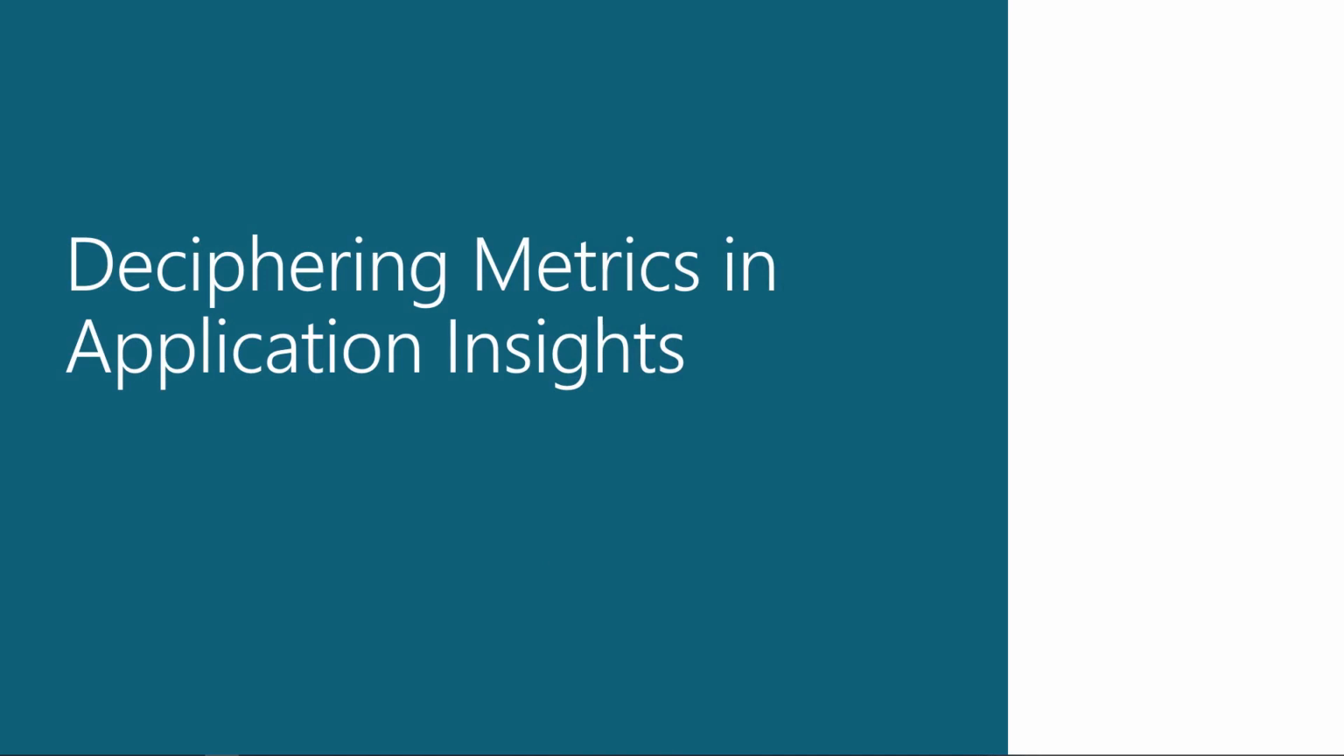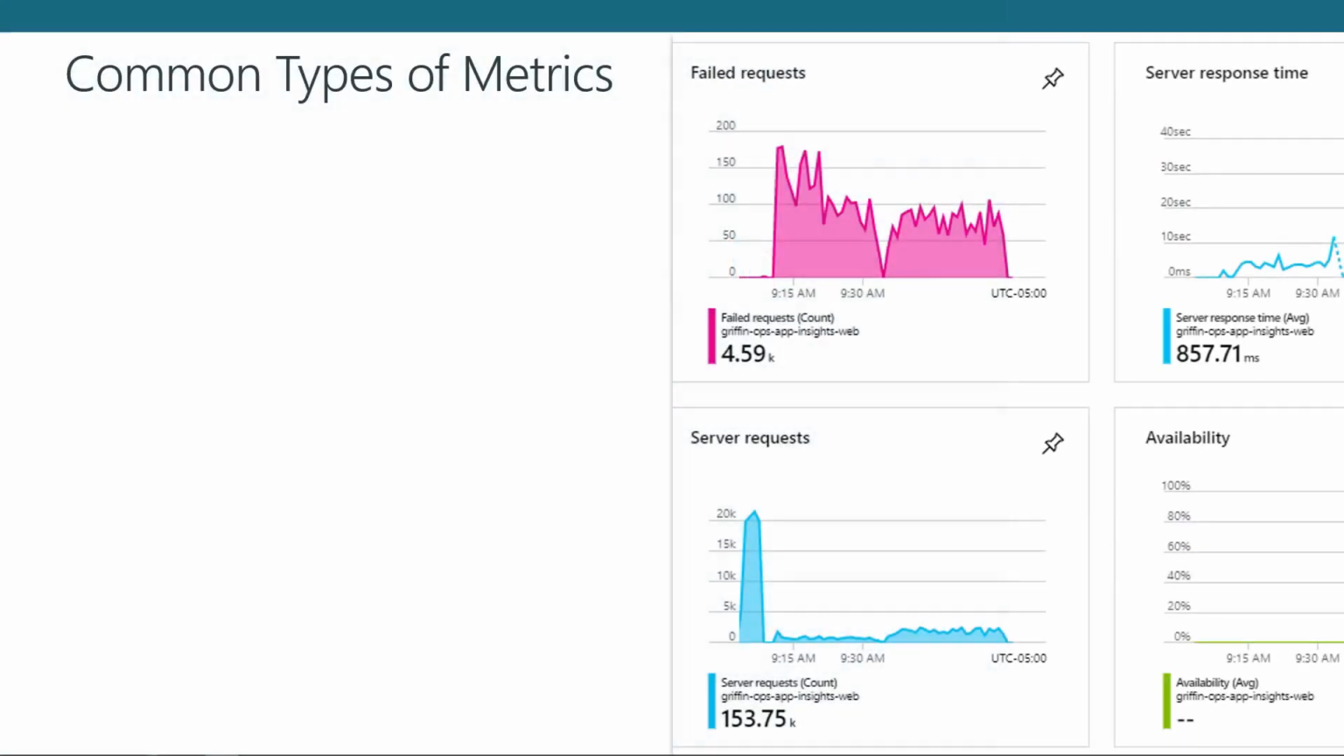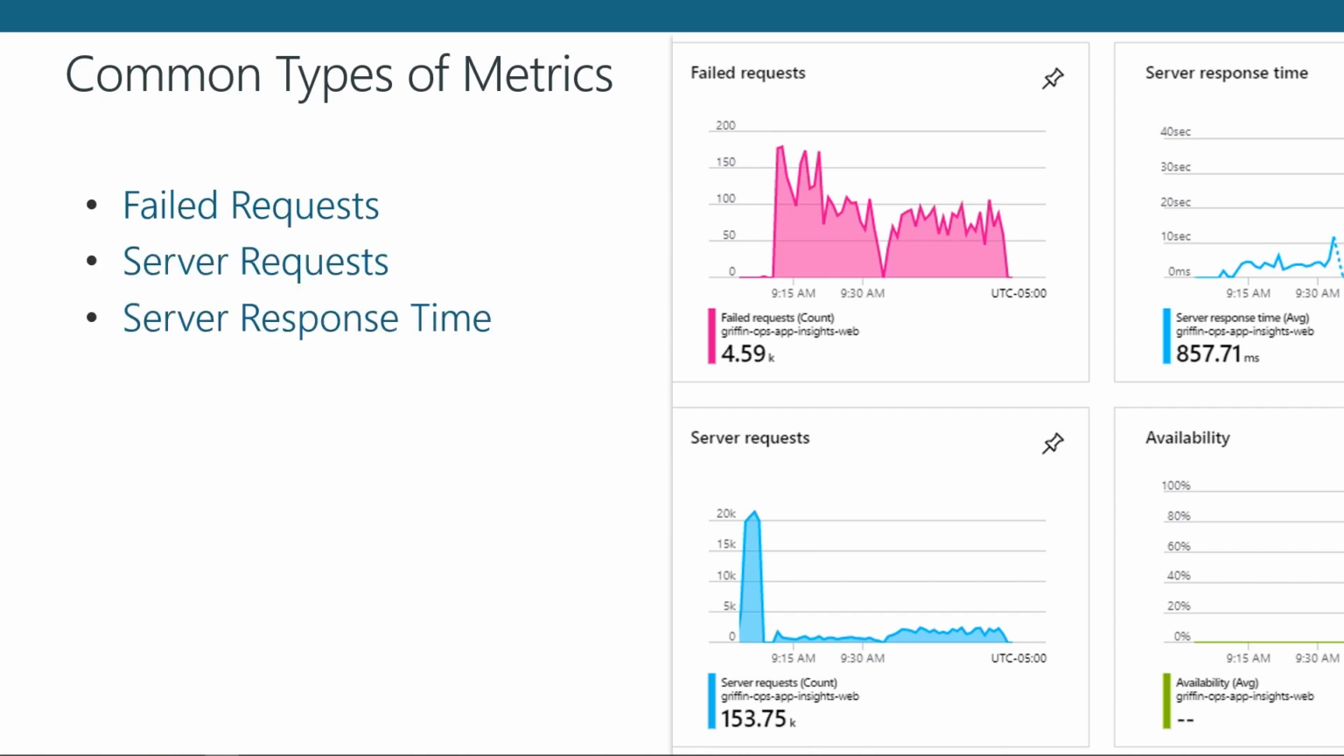In this section, we'll discuss how to review and decipher metrics collected by Application Insights. When you log into Application Insights, you're presented with an initial dashboard that shows you 4 metrics: failed requests, server requests, request response times, and application availability.